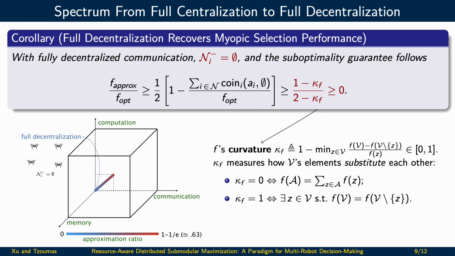The case of fully decentralized communication is located at the lower left end of this line, where the bound will take its worst value because for each agent, all others are non-neighbors. Now the bound becomes 1 minus curvature over 2 minus curvature, where curvature is a metric commonly used in the literature that evaluates how linear, or how modular, a set function is. In many scenarios where curvature is less than 1, this bound is non-zero. In some worst scenarios where curvature equals 1, this bound will be 0, but this is also expected since no coordination happens anyway.